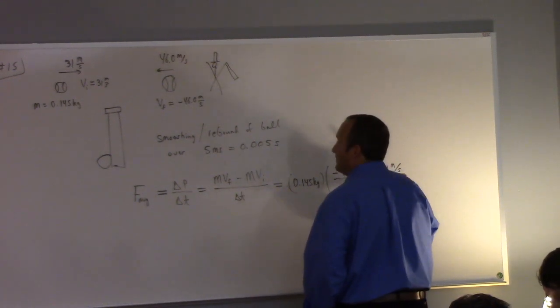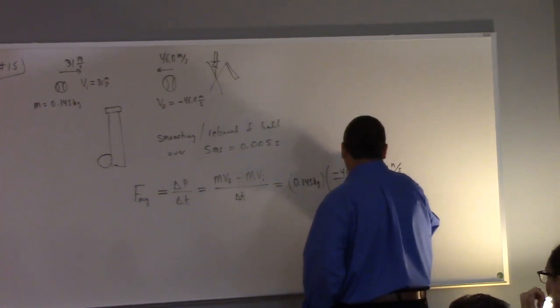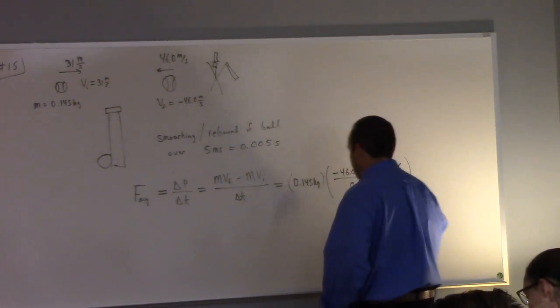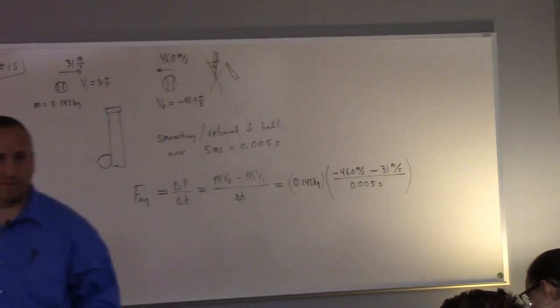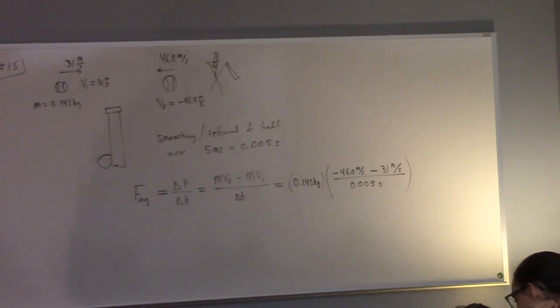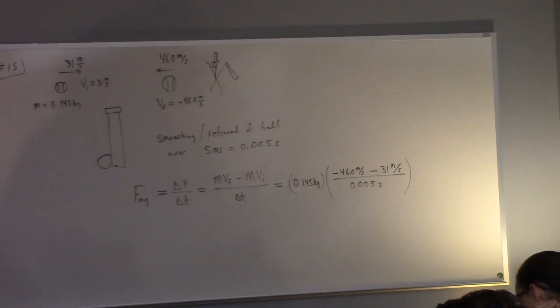divided by, what was my, oh yeah, 0.005 seconds. Now, in order to not take off more points than I want to, I usually ask for the magnitude of the force, which frees me of making sure you've chosen the right sign for your force. This is going to be a negative force. Why is that?